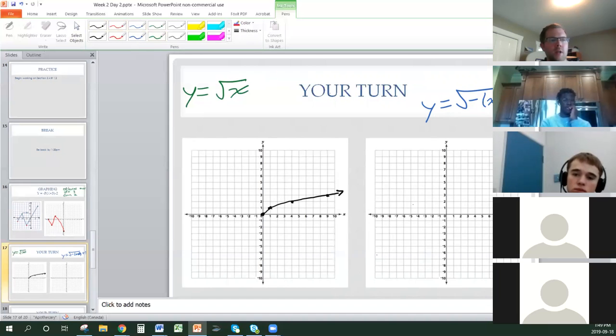Toby, could you just tell us what are the transformations that are happening in this one? So right 2 and up 3. How about any reflections? Reflection will be on the y-axis. That's correct. And a reflection over the y-axis.